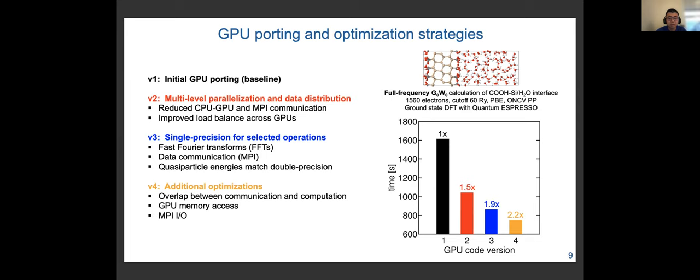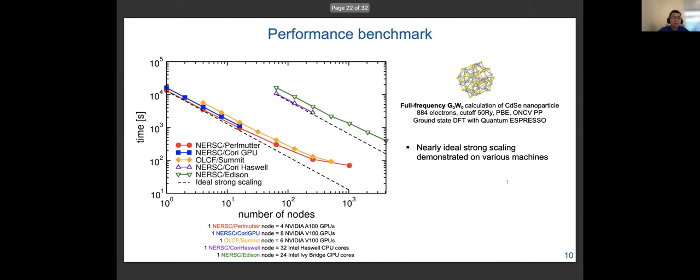And overall, we got 1.9x compared to the baseline. And again, the GW energies are matching the double precision numbers very well. And then finally, we also did some relatively low level optimizations to fine tune the GPU memory access and also IO operations. And we ended up with a fourth version of the GPU code, which is 2.2x faster than our baseline. So next, let's look at how the code scales on supercomputers.